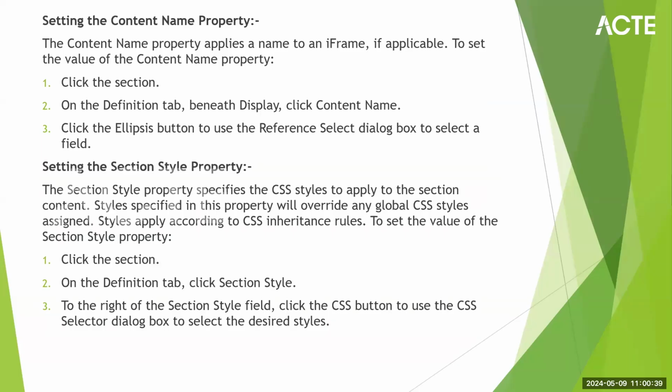Here is the section style property, nothing but what style you wanted to display, the look and feel, like italic, bold, or in which color format you wanted to display. All those you can set in this section style property. The overall entire section will be covered. So click on the section, click on the definition tab, click section style. To the right of the section style, you can click on the CSS button and select the desired style you want.